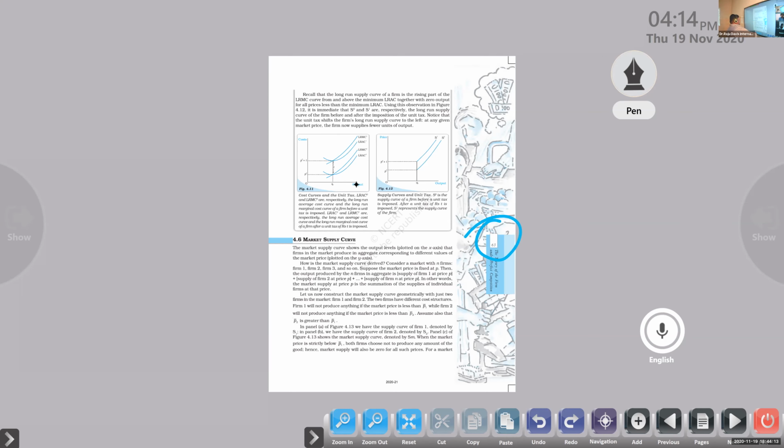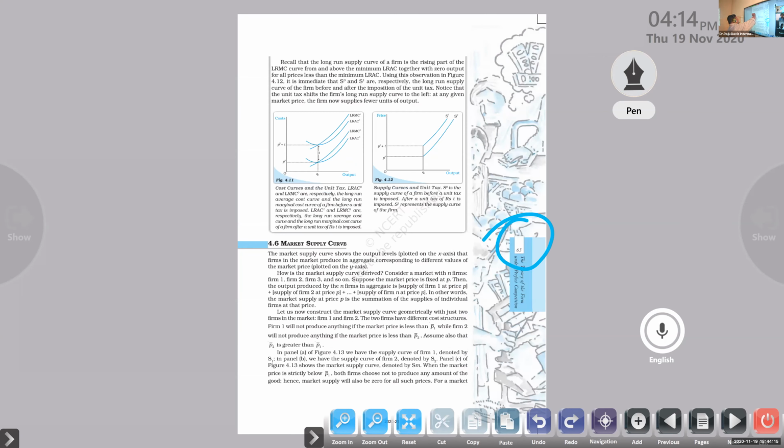What happened here? The price increased. Price of the commodity increased. There is no change in the quantity produced. But what happened here? Both these curves moved away from the origin, right? You can see here, new curves formed, new LRMC and new LRAC.